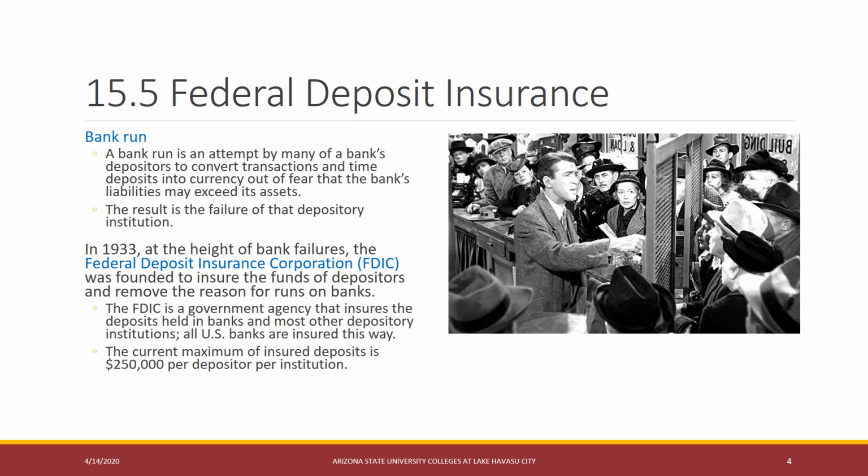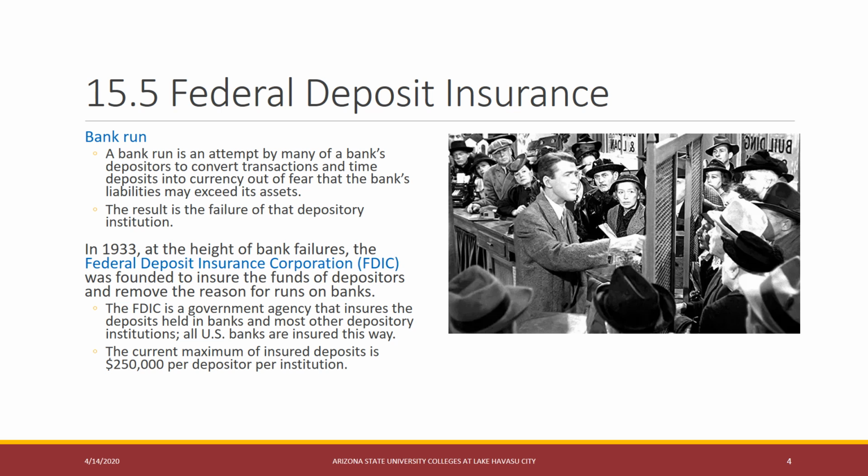Another effect of fractional reserve banking is to make depository institutions somewhat fragile. After all, the institutions have only a fraction of reserves on hand to honor their depositors' requests for withdrawal. If many depositors simultaneously run to their bank to withdraw all of their transaction and time deposits, that is called a bank run.